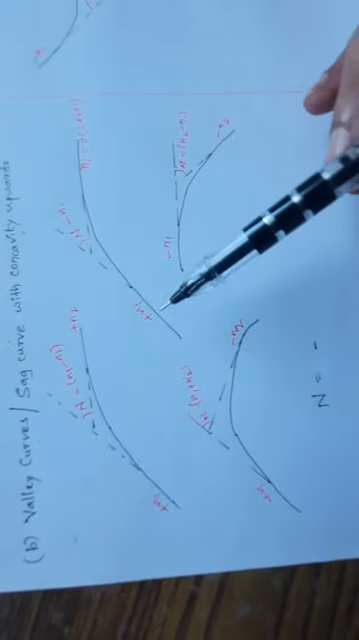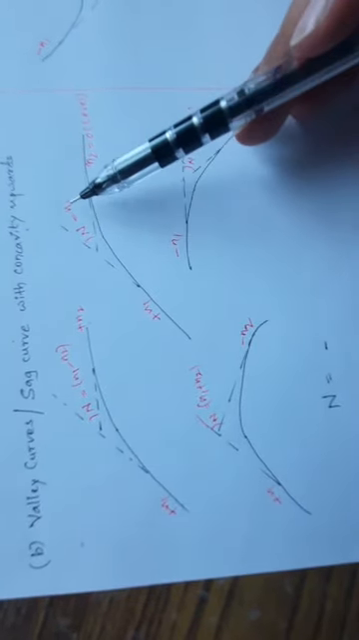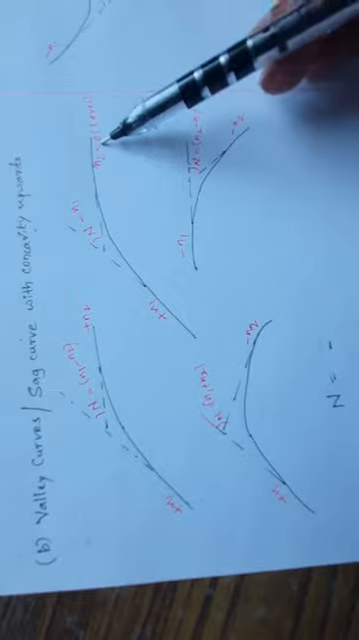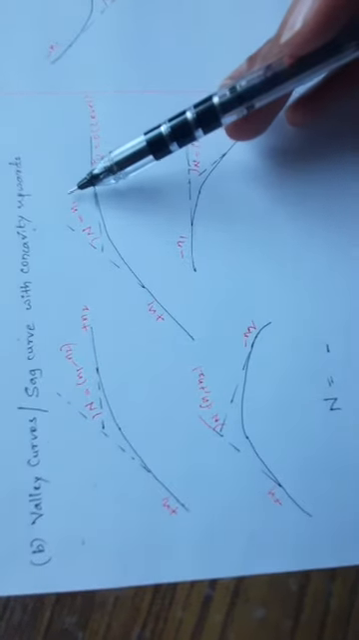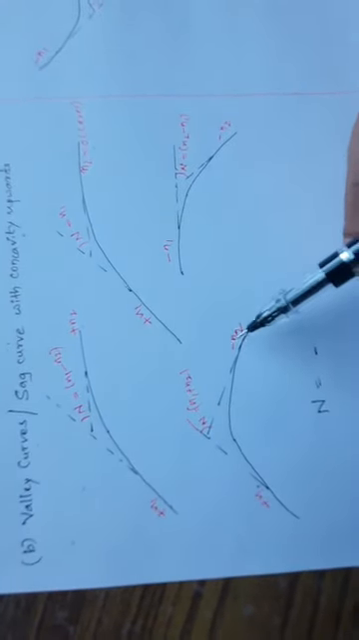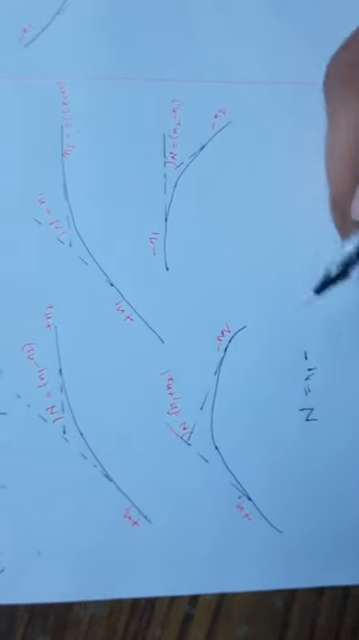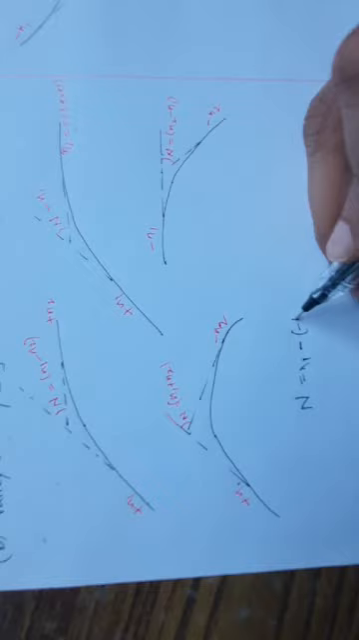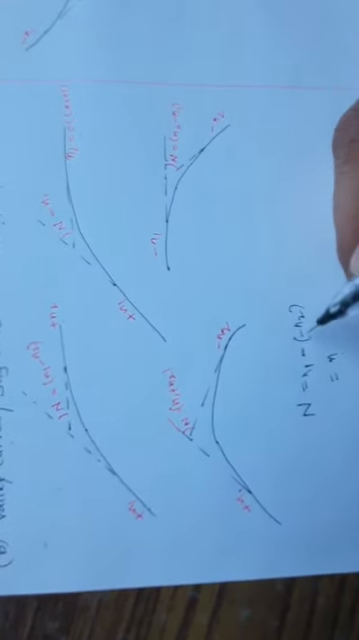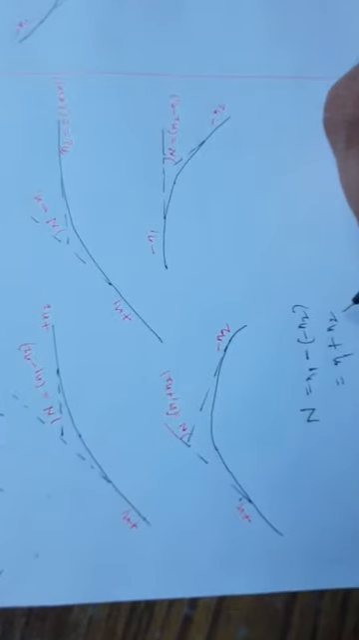In the second case, when the positive gradient meets level ground, the deviation angle is n1 minus n2, and n2 is always 0 now, so it becomes n1 only. Here, when a positive gradient meets a negative gradient, it is n1 minus the negative gradient, minus n2. So negative negative becomes positive, and that becomes n1 plus n2.